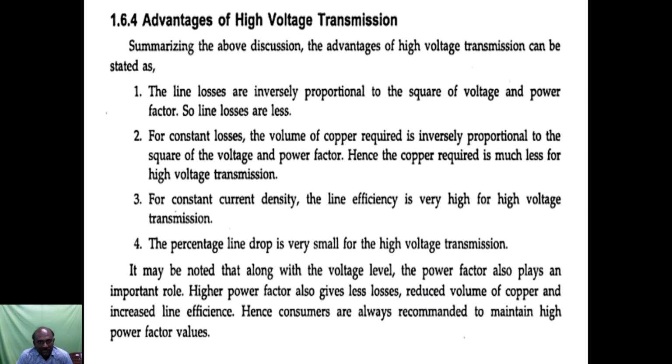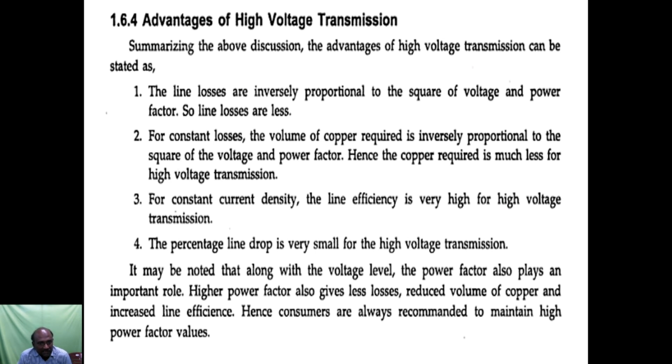Then in the transmission we are stepping down the voltages. So what is the advantage of stepping down the voltages? We have stepping down of voltages only in the primary transmission. So what are the advantages of stepping up the voltages? Summarizing the above discussion, the line losses are inversely proportional to the square of the voltage and power factor. So line losses are less.